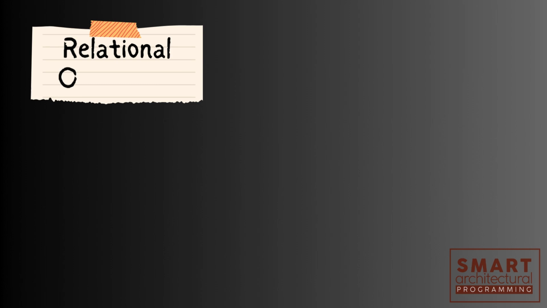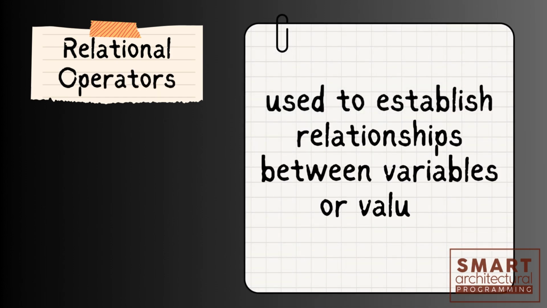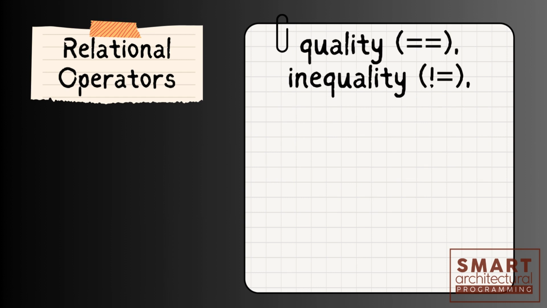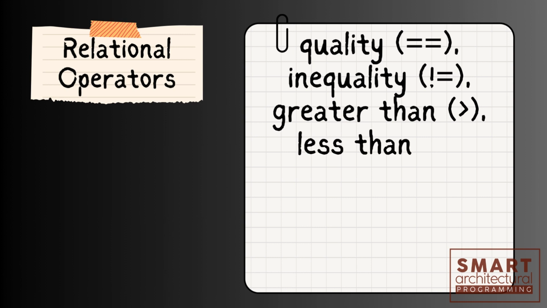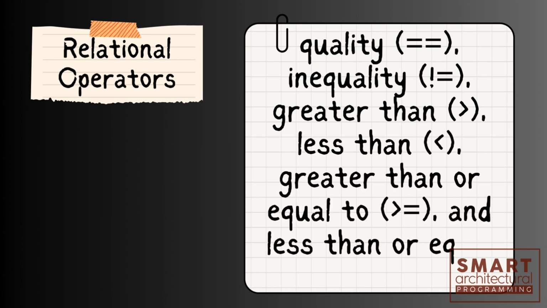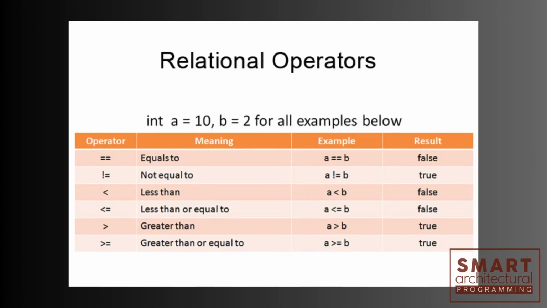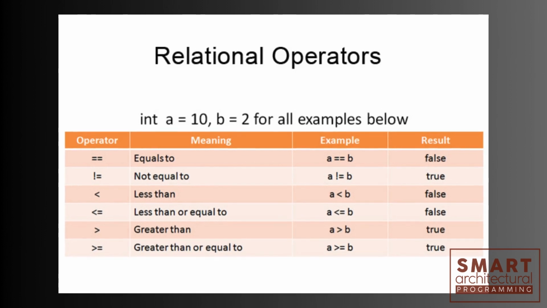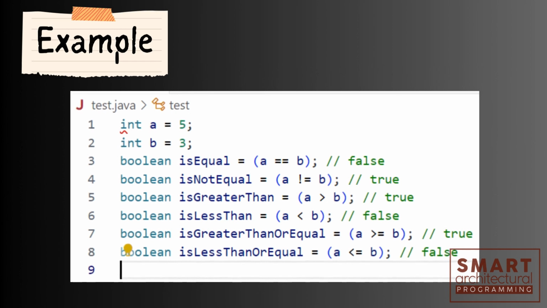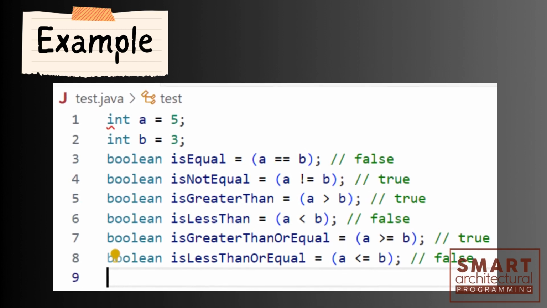Next, let's discuss relational operators. These operators are used to establish relationships between variables or values. They include equality (double equals), inequality (exclamation point equals), greater than, less than, greater than or equal to (greater than equals), and less than or equal to (less than equals). Relational operators return a Boolean value, either true or false, based on the comparison result. Here are some examples. Relational operators are fundamental for making decisions and controlling the flow of your Java programs.